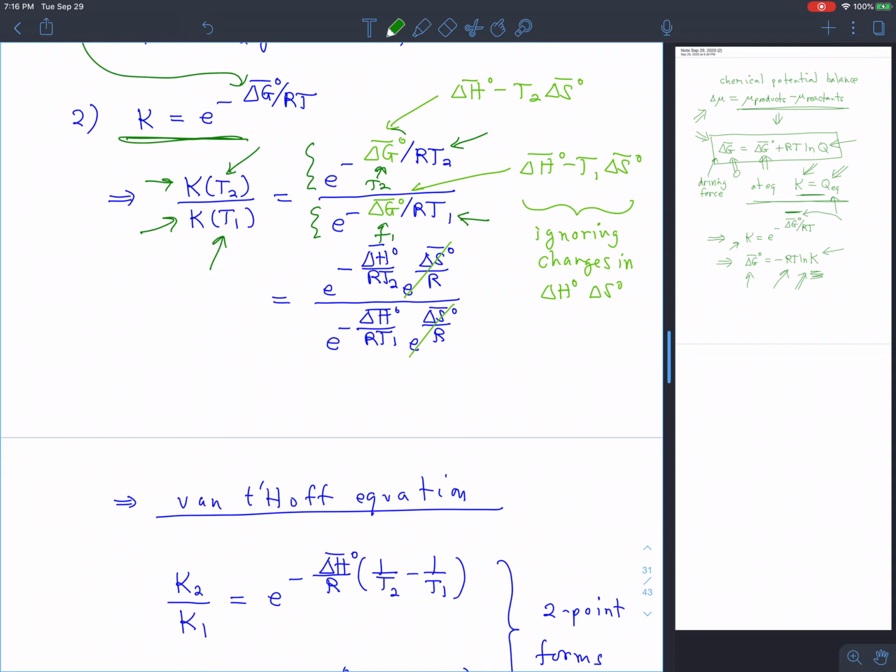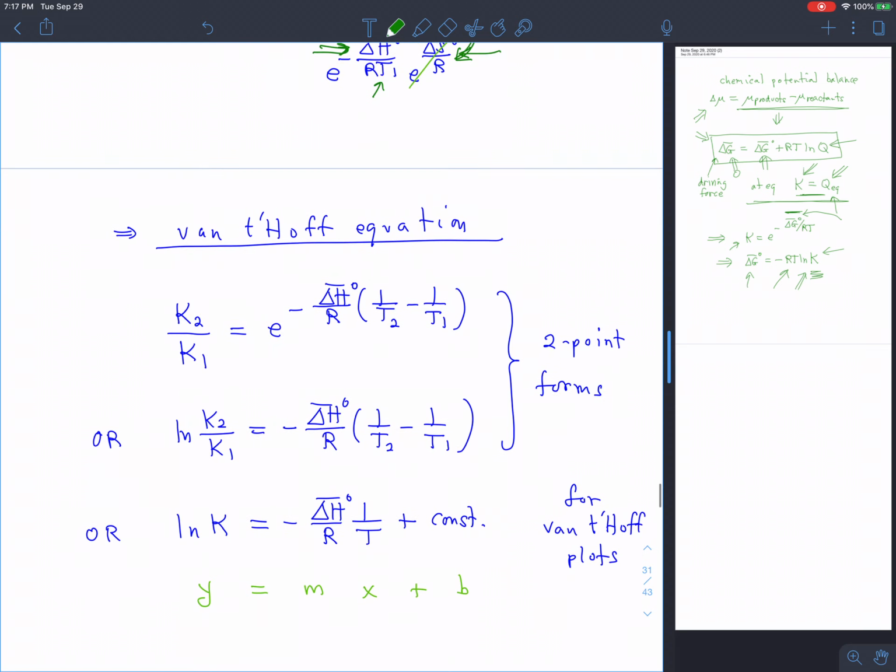And now I can substitute in, for these delta G's, the delta H minus T delta S definition, and when I do that, this T2 divides out, this T1 divides out, I get e to the minus delta H over RT2 times e to the delta S over R, over e to the minus delta H over RT1 times e to the delta S over R. And now these two delta S's really are the same thing, so they divide out. And that results in the Van't Hoff equation. So it's a pretty short derivation.